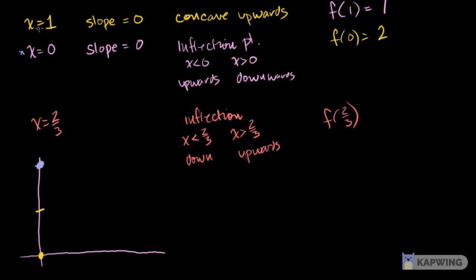Then we have the point x. We have f of 1, which is the point (1, 1). Right? So this point right here, we'll go up 1. So that's the point (1, 1). This was the point (0, 2).